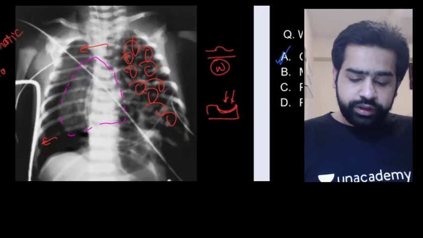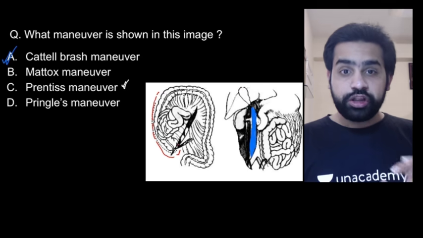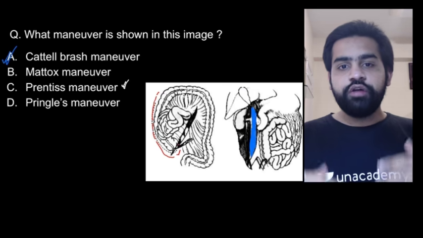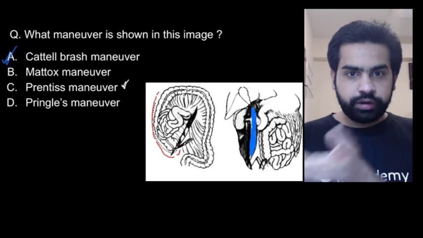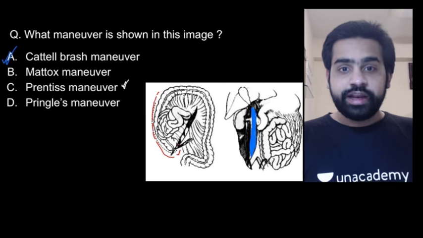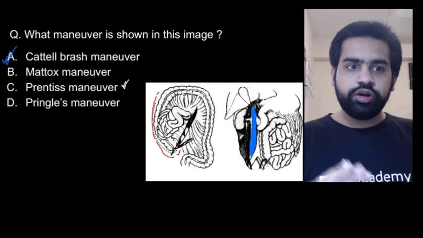Okay, then what about this Prentice maneuver? What do you understand by this Prentice maneuver? Just an additional point, remember this is an intraoperative maneuver which you use when you are operating for undescended testes. So when you're performing an orchidopexy, let's say the Stephen Fowler technique, there is an intraoperative maneuver which you perform, which is called the Prentice maneuver.